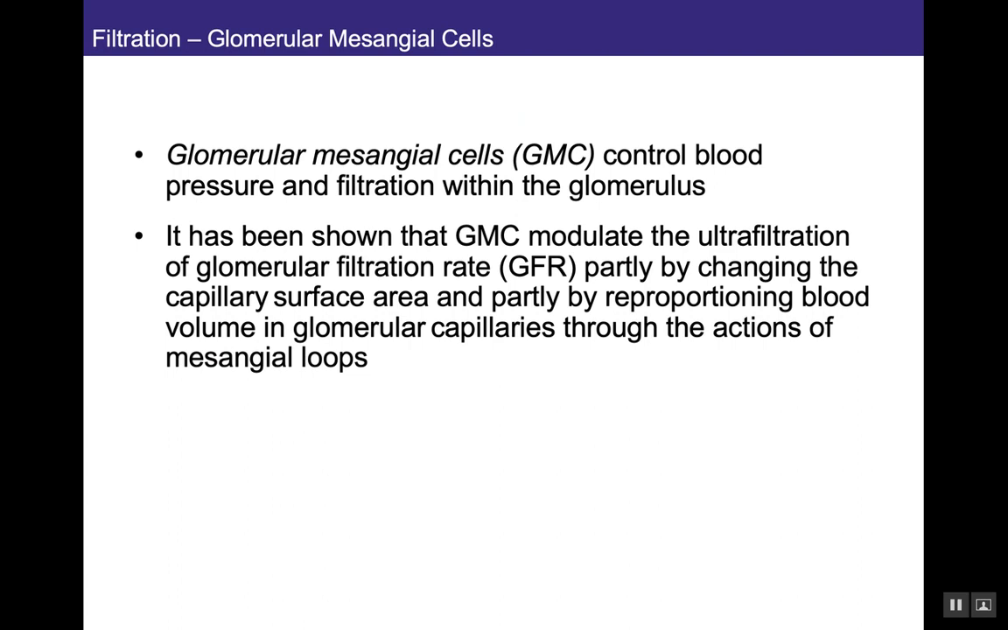So, the glomerular mesangial cells control blood pressure and glomerular filtration rate within the glomerulus. It has been shown that glomerular mesangial cells modulate the ultrafiltration of glomerular filtration rate, partly by changing the capillary surface area and partly by reproportioning blood volume in glomerular capillaries through the actions of mesangial loops. Also, as I talked about in the previous slide, mesangial cells can be closely associated with the podocytes to change filtration slits and also affect glomerular filtration rate.